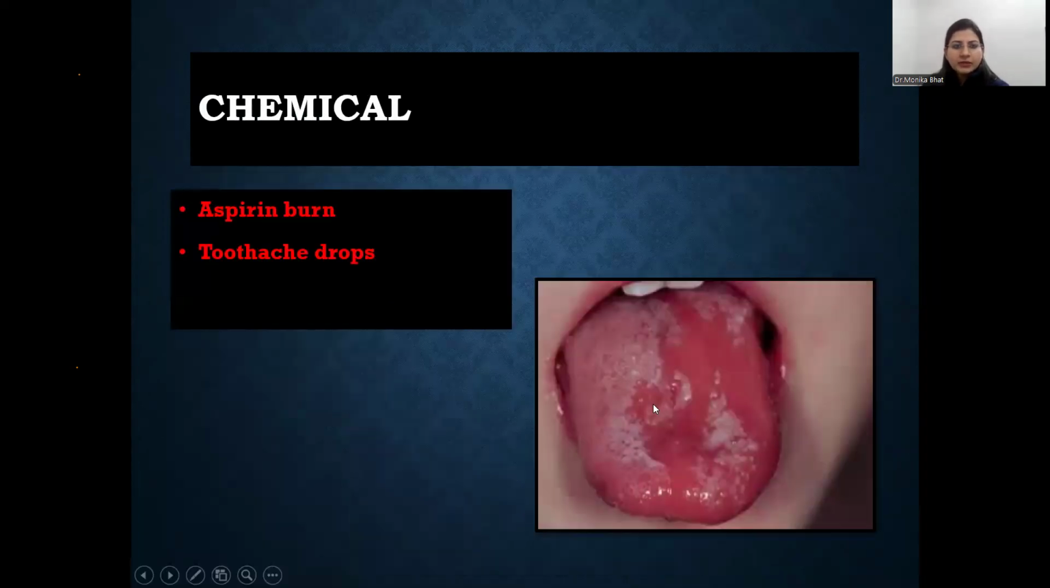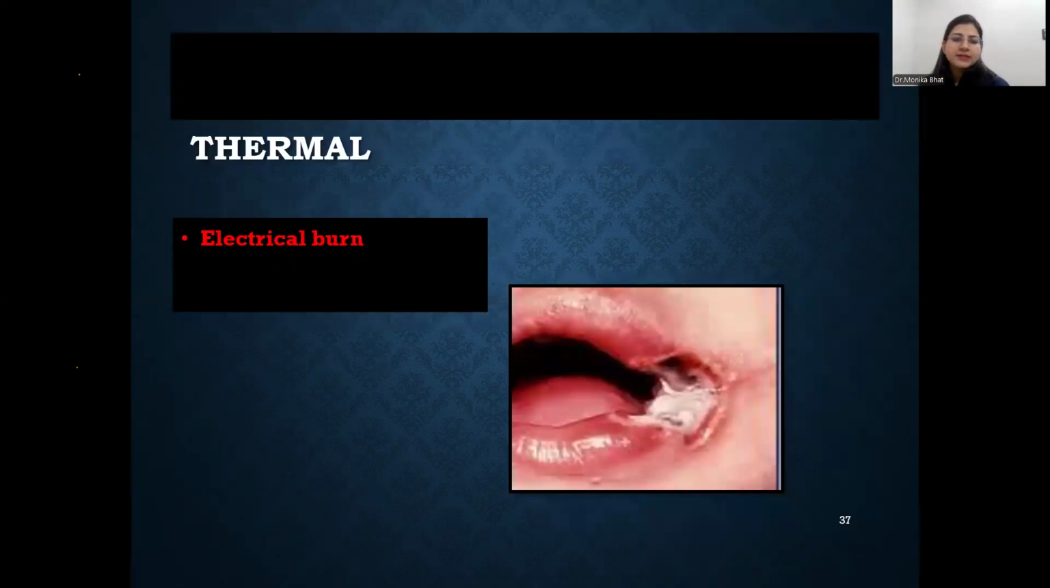Then we can have chemical injuries or chemical burns, as in patients who have taken an aspirin burn, or toothache drops. Sometimes they go for pain-relieving toothache drops, like eugenol, and the patient can have these ulcers because of the chemical injury. Then thermal, if sometimes wires are accidentally kept in the mouth, it can lead to thermal burns or electric burns.